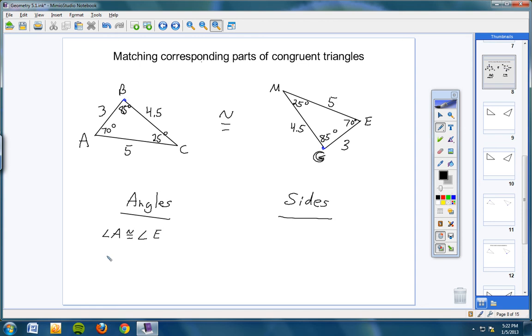Okay, let's take a look at angle B, shall we? The measurement of angle B is 85 degrees. So we come over here. Here's 85 degrees. So angle B is corresponding, or congruent, to angle G. All right. And then we have angle C.